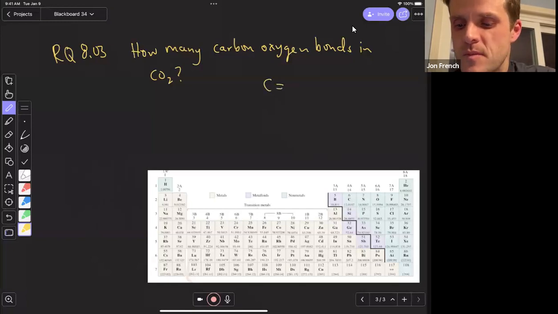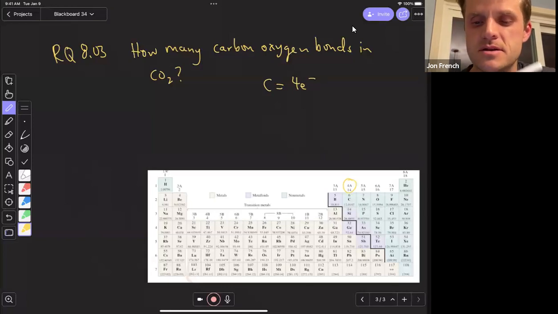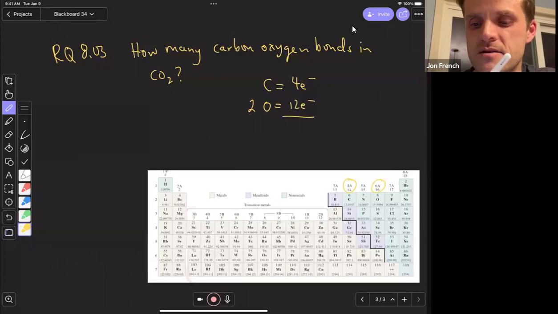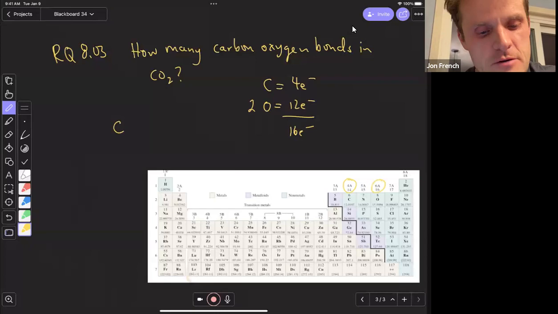So carbon is group 4 in the periodic table. It's going to have 4 valence electrons assigned to it. Got 2 oxygens. Oxygen is group 6, so there's going to be 6 valence electrons there over 2 oxygens. So that's 12 valence electrons from oxygen, 4 from carbon. It's a total of 16 valence electrons we have to assign. We're going to put carbon in the middle.